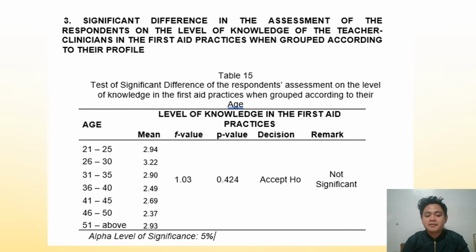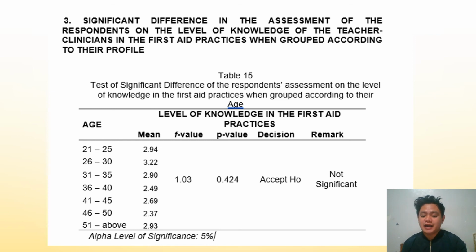Now for statement of the problem number 3, we are looking here for the significant differences in the assessment of the respondents on the level of knowledge of the teacher clinicians in the first aid practices when grouped according to their profile. So in terms of age, how many groups do we have? We have 1, 2, 3, 4, 5, 6, 7. So we have 7 groups. So definitely we cannot use t-test or z-test. So in this case, we need to apply analysis of variance or ANOVA.